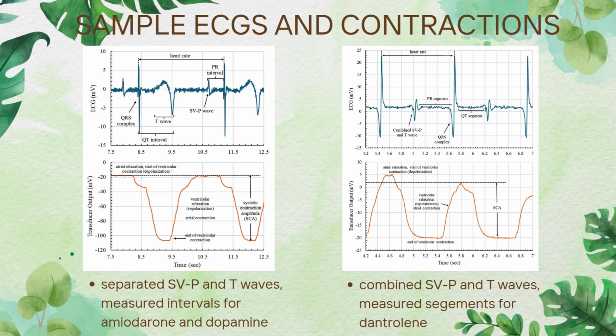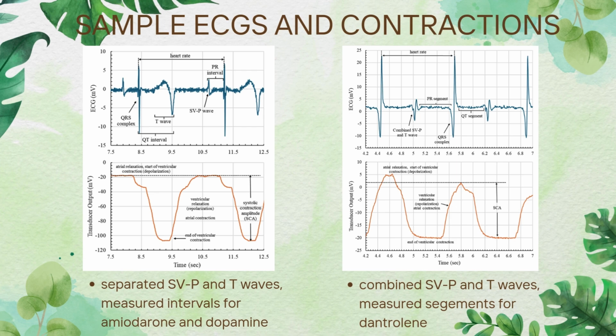The QT interval is the time from the beginning of ventricular depolarization to the end of ventricular repolarization, or the end of the T wave. On the ECG, the QT interval is a measure of the total time it takes for depolarization and repolarization of the ventricles to occur, or a complete action potential.